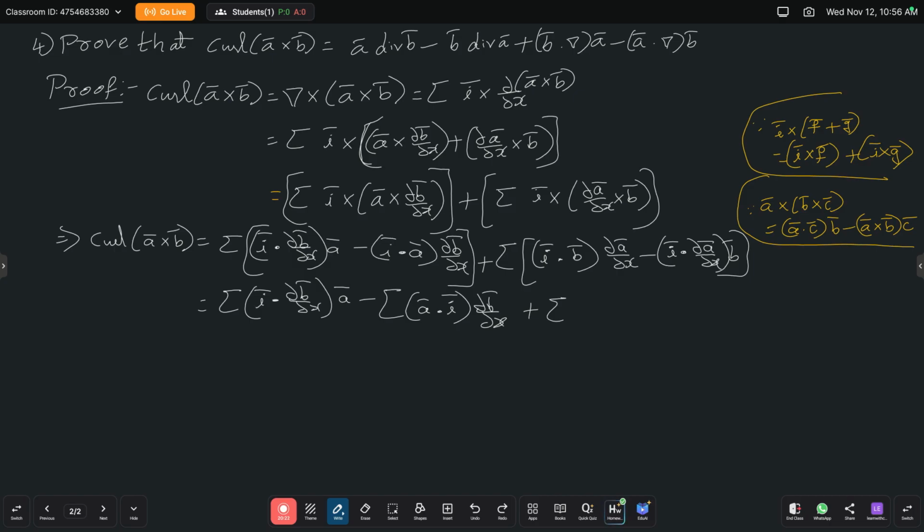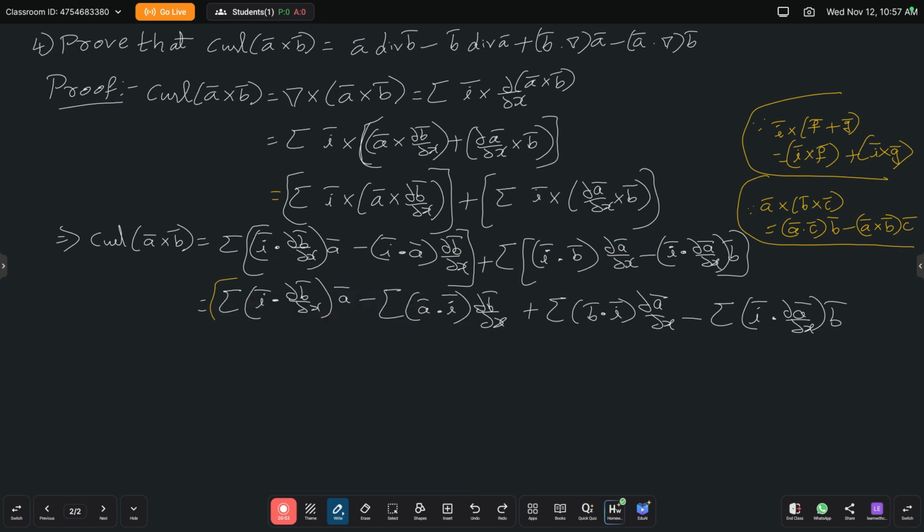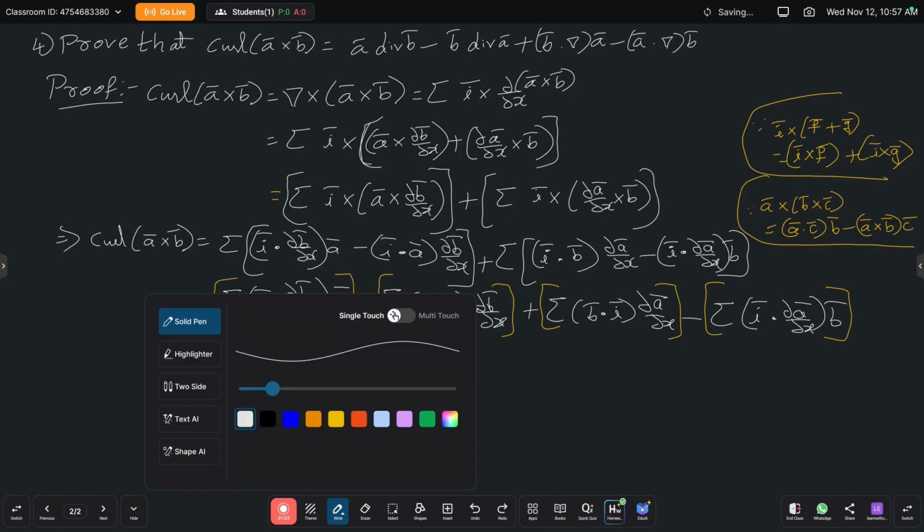Here also the same: i bar dot b bar into dou a bar by dou x can be written as b bar dot i bar into dou a bar by dou x, minus summation. The last term is going to be like this: summation i bar dot dou a bar by dou x into b bar. Now all the terms I am writing in the form of a summation. I am removing the summation. So this is the first term, this is the second term, this is the third term, and this is the fourth term.